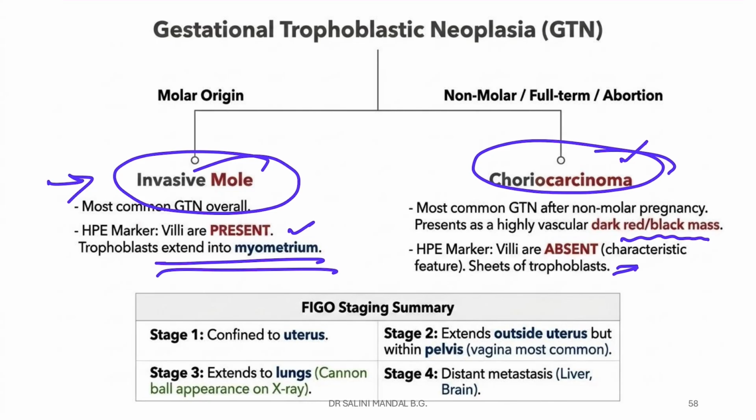So what are the stages? Stage 1, confined to the uterus. Stage 2, extends outside the uterus but within the pelvis, vagina being the most common place. Stage 3, extends to the lung, wherein we are going to get a cannonball appearance on X-ray. Stage 4 is distant metastasis to the liver, brain and all that.